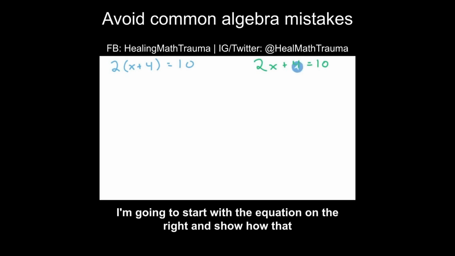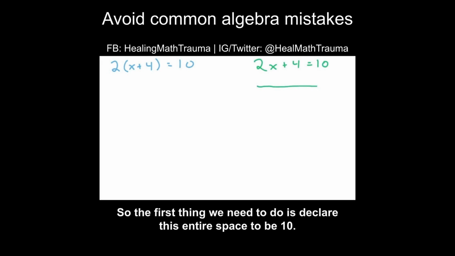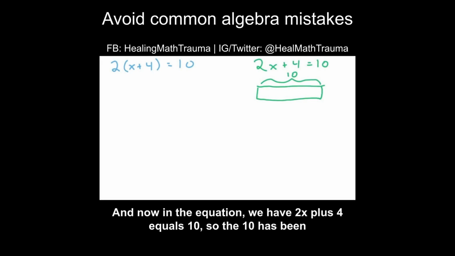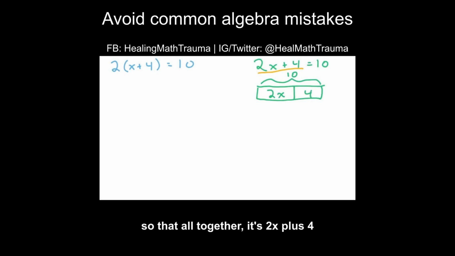I'm going to start with the equation on the right and show how that can be represented and then actually solved using a tape diagram. So the first thing we're going to do is declare this entire space to be 10. And now in the equation, we have 2x plus 4 equals 10. So the 10 has been split up into one part that's 2x and another part that's 4, so that altogether 2x plus 4 gives us a total of 10.